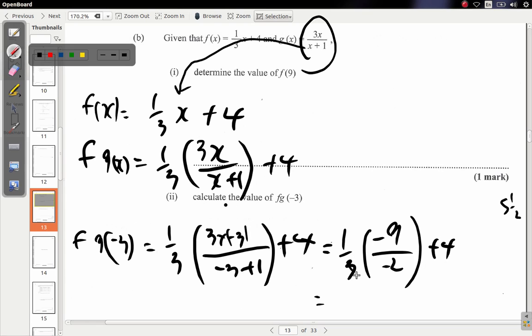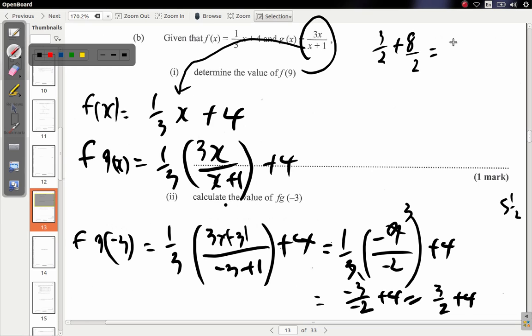So we're going to have 3 into 3, 1, 3 into 9, 3. Negative 3 over negative 2 plus 4. Same as 3 over 2 plus 4. You're going to end up with the same answer, because 3 over 2 plus 4 is the same thing as 3 over 2 plus 8 over 2. That is 11 over 2, same as 5.5.